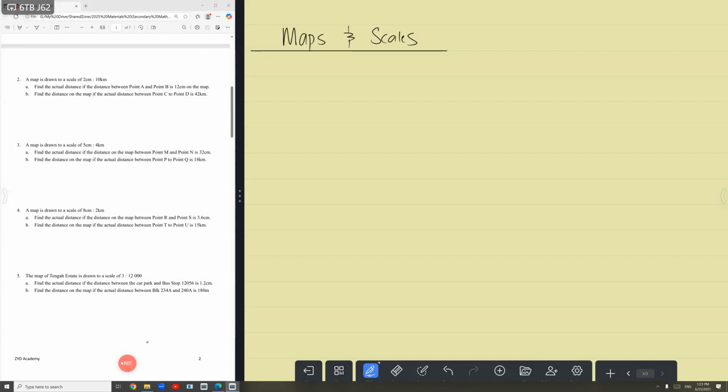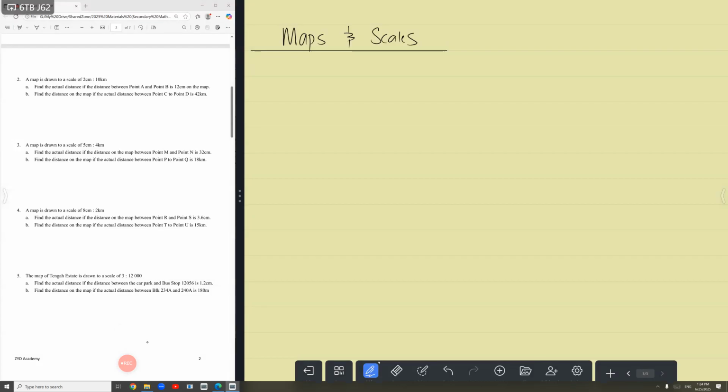In this video, I'm going to go through one more example in one of our worksheets. So what we have is a map drawn to a scale of 2 cm to 10 kilometers. Find the actual distance if the distance between point A and B is 12 cm on the map, and part B is find the distance if the actual distance between point C and D is 42 kilometers.